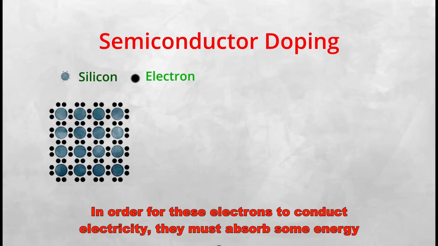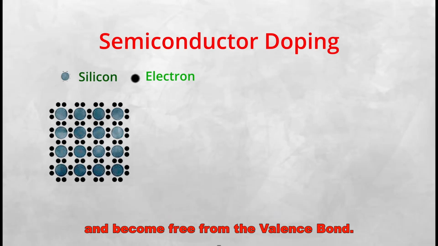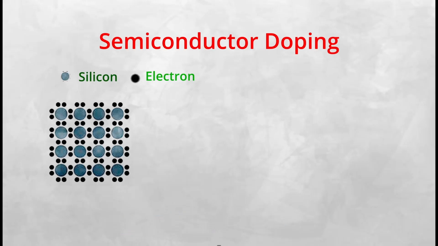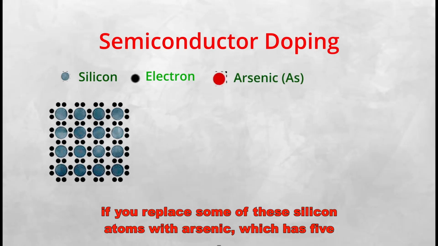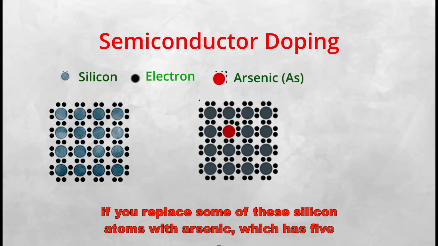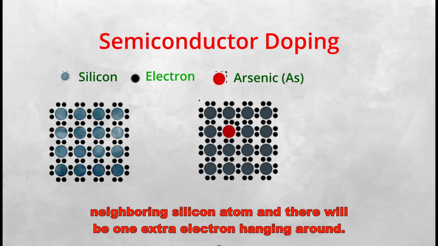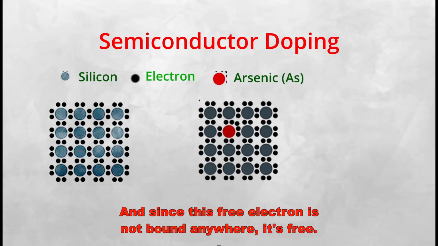In order for these electrons to conduct electricity, they must absorb some energy and become free from the valence bond. In its pure form, silicon is neither a good conductor nor an insulator. Now, if you replace some of these silicon atoms with arsenic, which has 5 electrons in its valence shell, the 4 electrons will form a bond with their neighboring silicon atom, and there will be one extra electron hanging around.